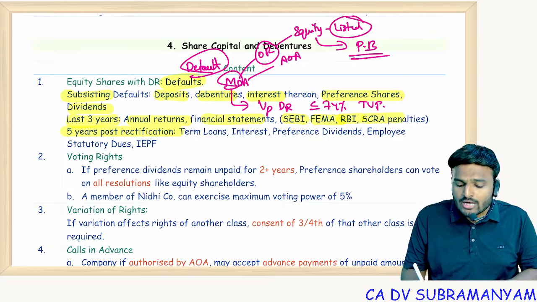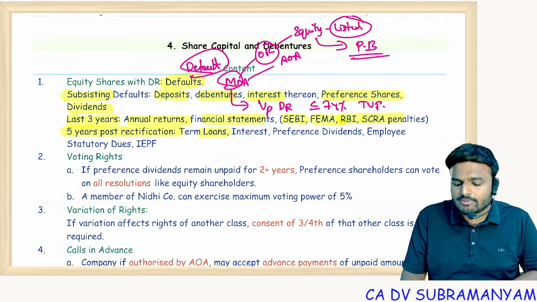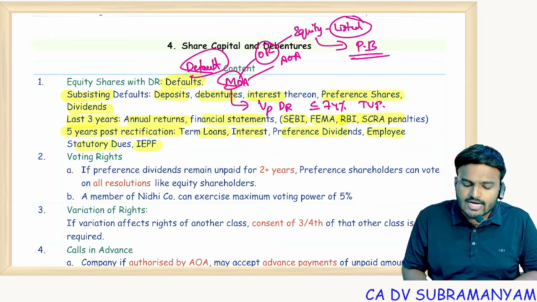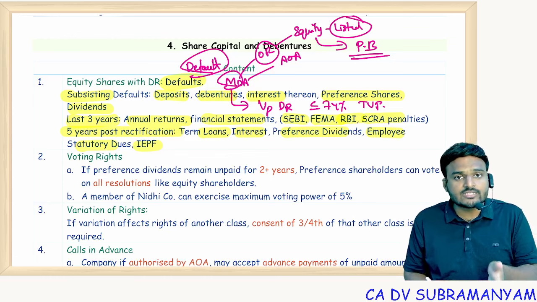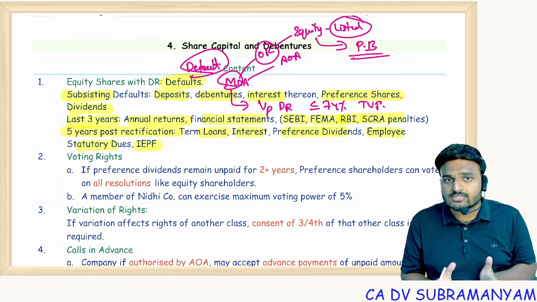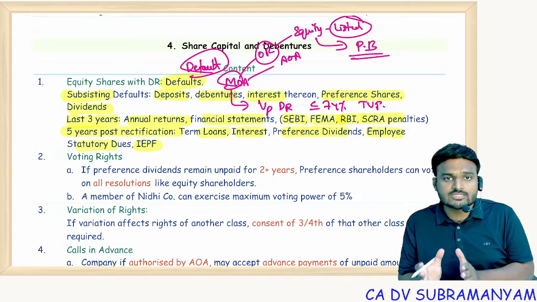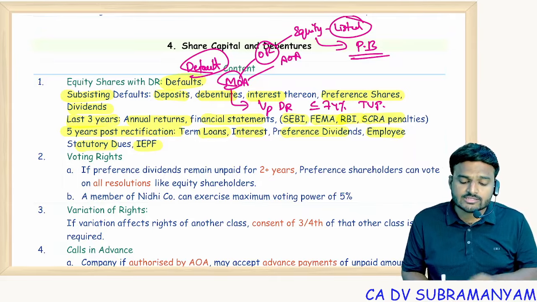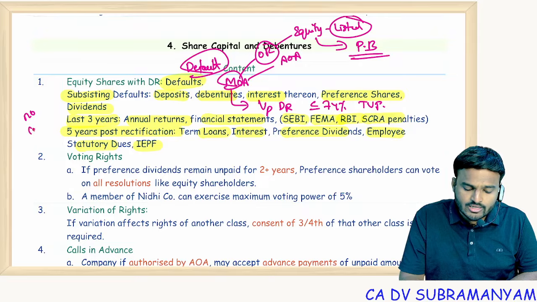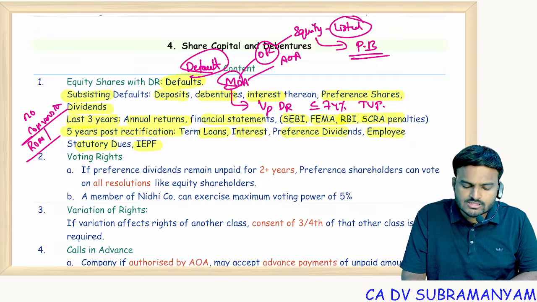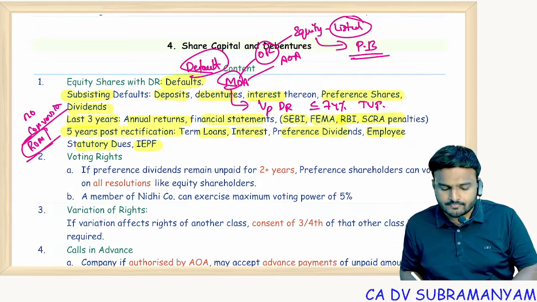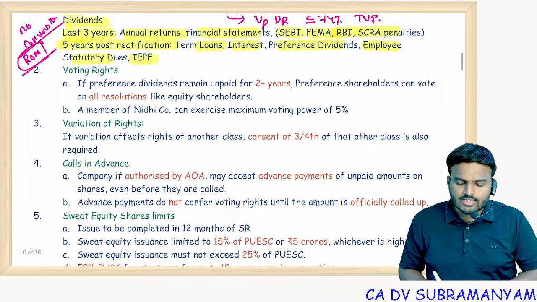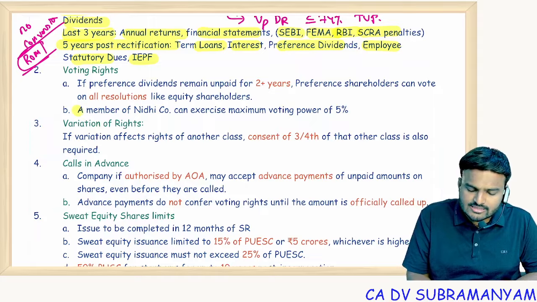That means if you had these kind of defaults like term loans repayment default, interest on term loan, preference dividends, employee statutory dues, IEPF defaults, rectify these defaults, wait for 5 financial years. After completion of 5 financial years from the year of rectification, you are allowed to issue equity shares with differential rights. Conversion not allowed. No conversion allowed. Disclosures in register of members is required. Voting rights. Coming to the voting rights, my dear students, remember this point.